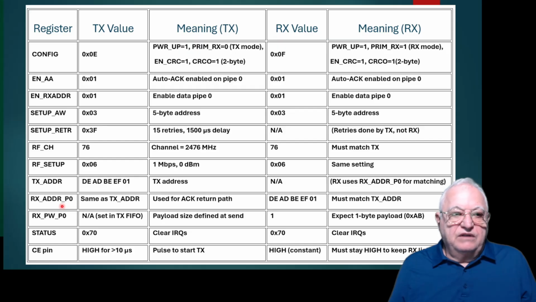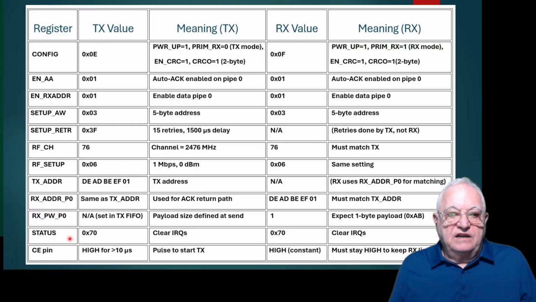Now, on the receive, we have to set up the address of pipe 0 on the receive side. So we have the RX address, used to acknowledge the return pipe. This is the receive address, and it must match the transmit address. Next, we have the payload size. The payload size in this case is going to be 1. I'm just going to keep it really simple. I don't want any complications here because otherwise it gets too difficult to understand.